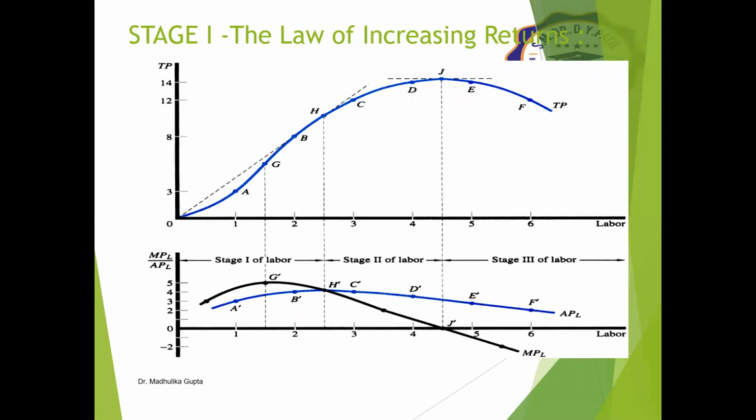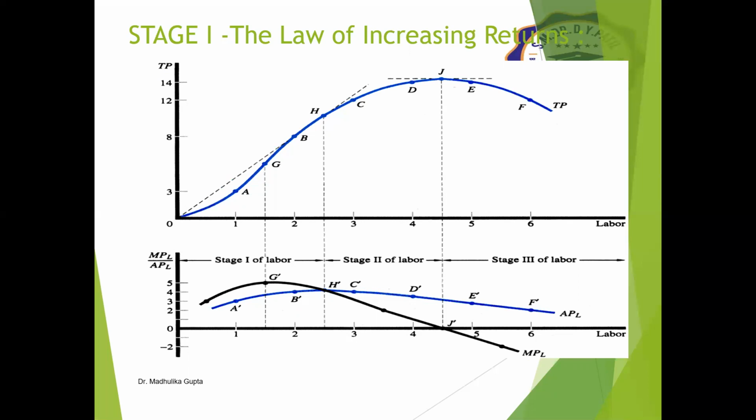Now let's describe these three laws, that is, the law of increasing, diminishing, and negative returns, one by one: up to what point it is increasing, from where it is diminishing, and from where it is negative, and why. I'll tell you with the help of an example. So listen carefully, it's very interesting. Now, let's understand the law of increasing returns.